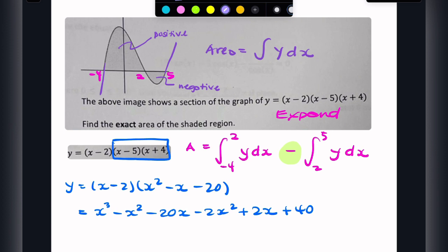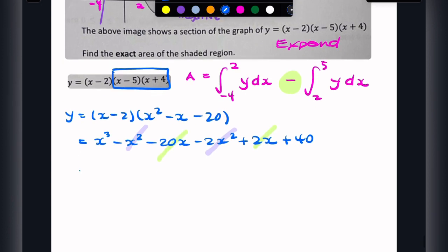Now we can collect like terms. So these two add up together and these two add up together. So that will give me x cubed minus 3x squared minus 18x plus 40.